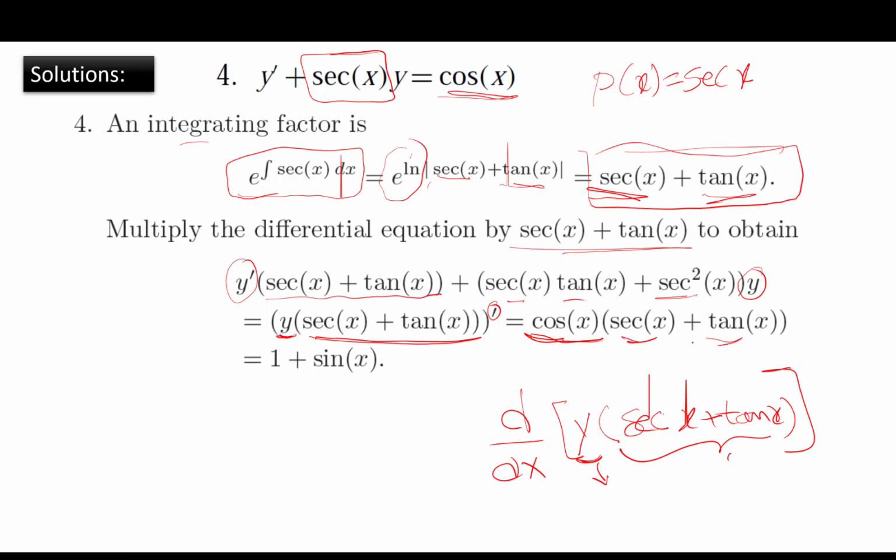If you are going to make this arrangement, because we have here cosine x on the right hand side, cosine x times sec x plus tan x, this is the integrating factor, this is the right hand side of the original ordinary differential equation. So we are going to end up with 1 plus sine x: cosine times sec multiplication is 1, and here cosine times tan is sine.